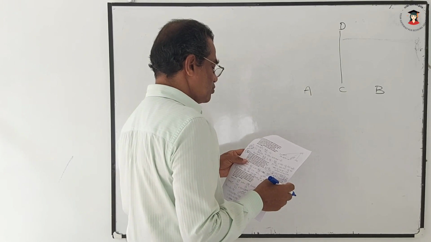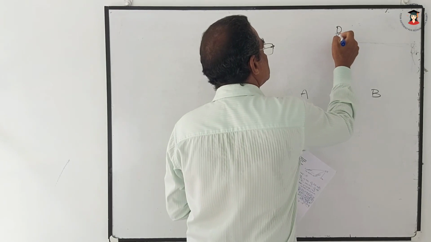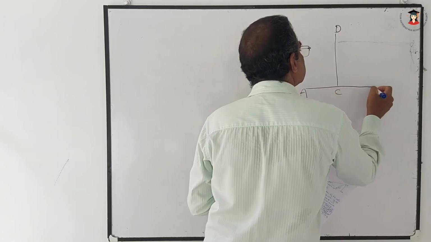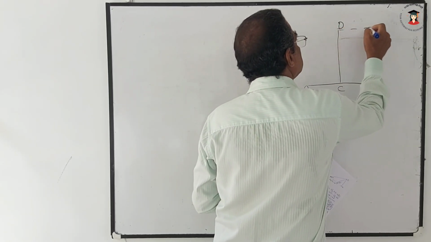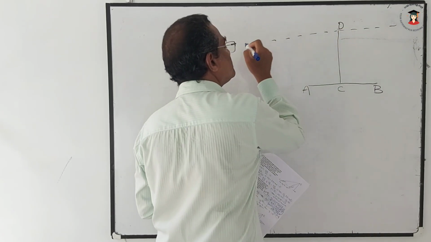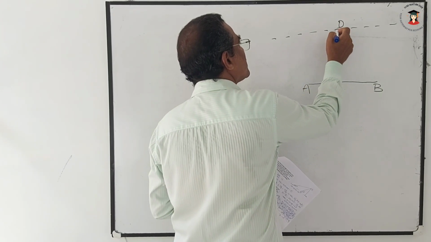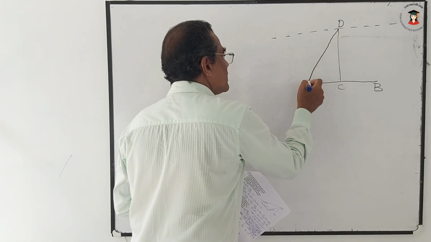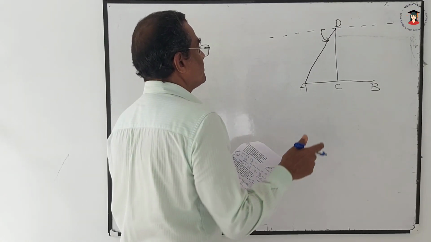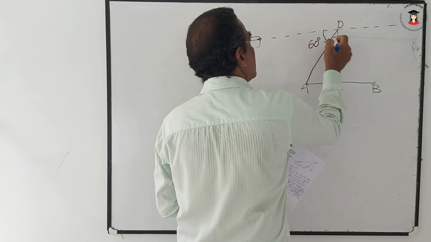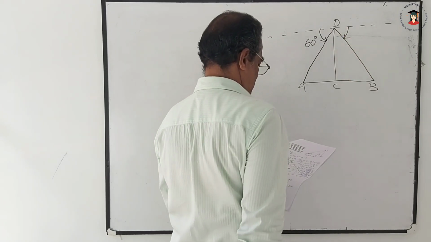The angle of depression of two ships. Here there is a line and a parallel line through D. From D, the ship is observed at an angle of depression. A is observed at 60 degree and B is observed at an angle of depression of 45 degree.